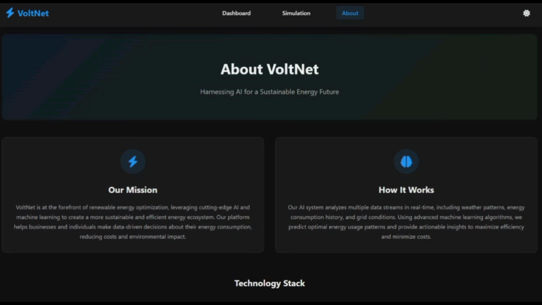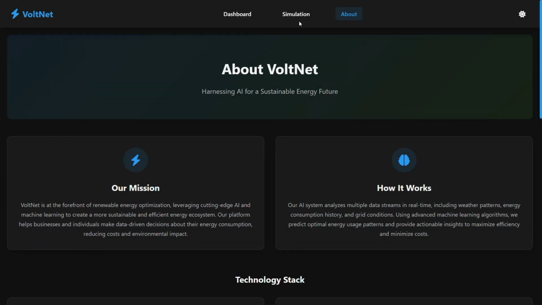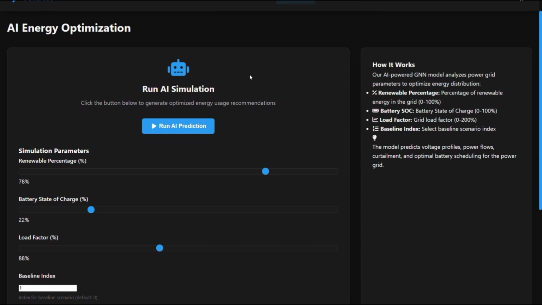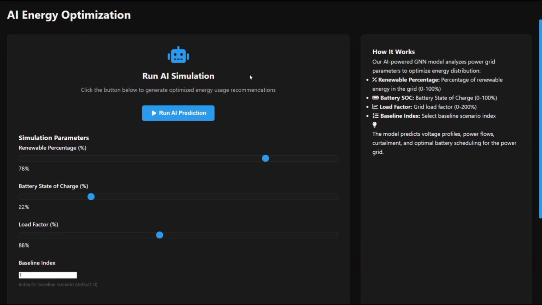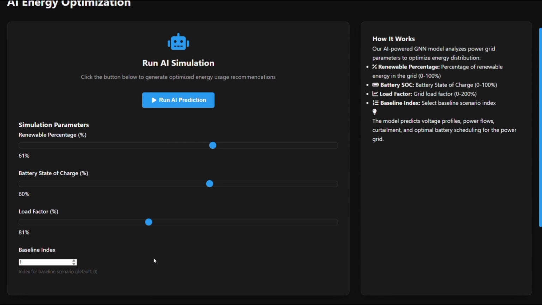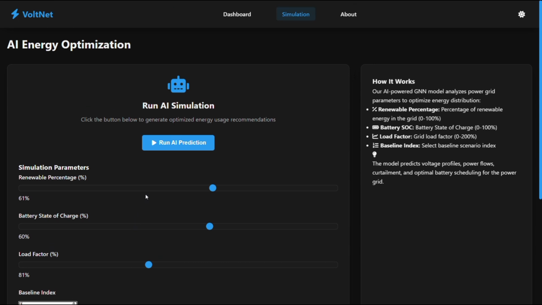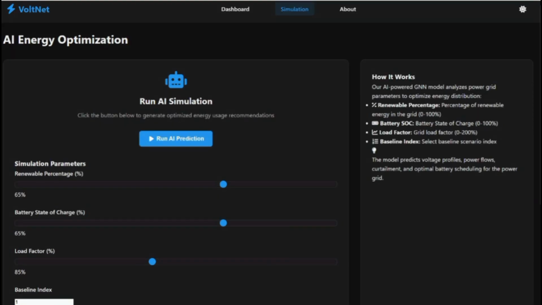Okay, so now I'm pretty sure you must have gotten a good background. So now let's look into the AI simulation page. On this AI simulation page, you can set your own conditions using these simple sliders. Your renewable percentage tells how much energy comes from solar or wind. Then we get to see battery state of charge. Here it of course shows us how full the battery storage is. Then the load factor tells how much electricity people are using compared to normal. And the baseline index is a reference setup for comparison.